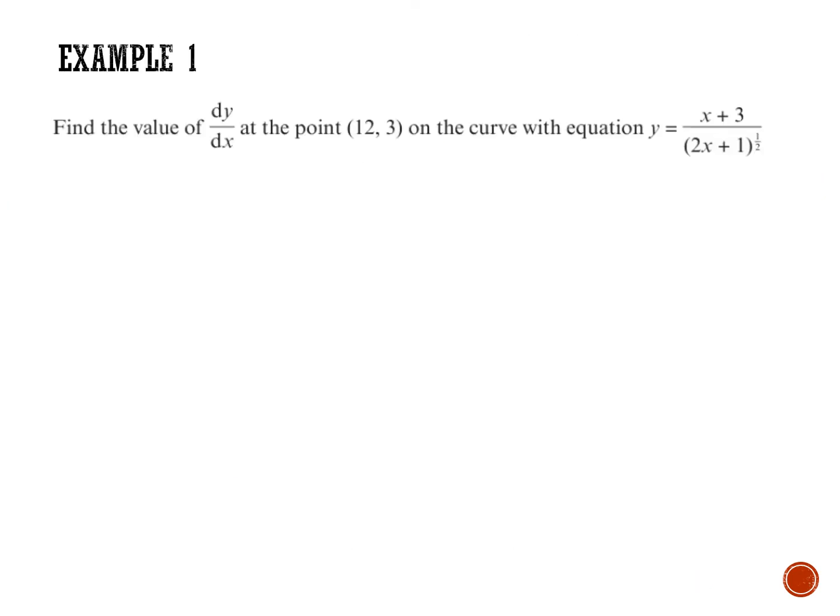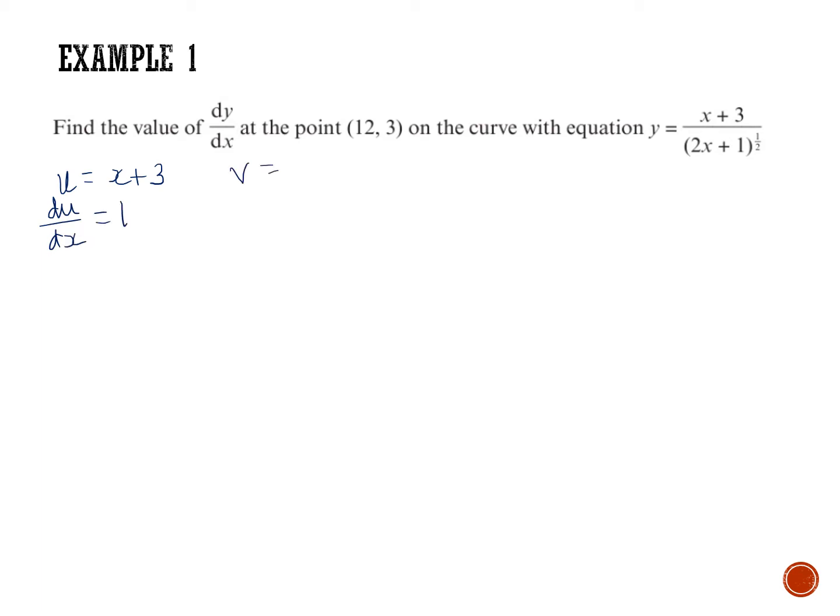So here's our first example. If you'd like to write down that example, it just says find the value of dy/dx. I could have said find the gradient at that point on the curve with that equation. So you can see that's a quotient, so we're going to make use of the quotient rule. Remember, u is the thing that's on the top, so that's x plus 3. So my du/dx, when I differentiate that, I'm going to get 1.